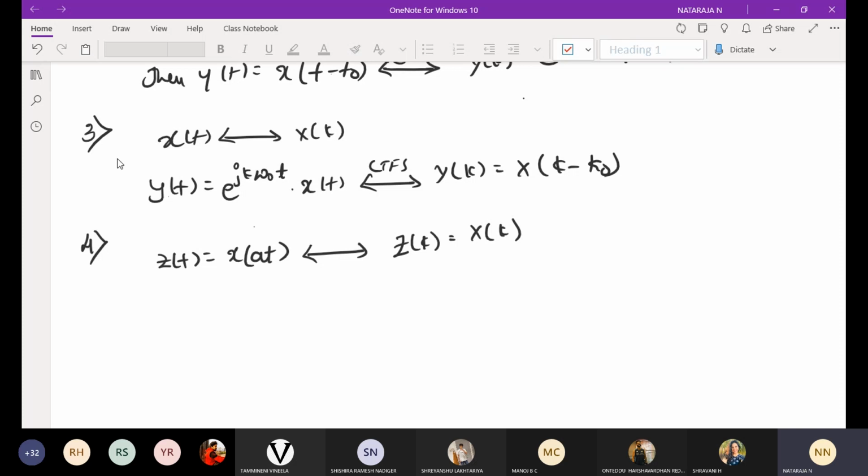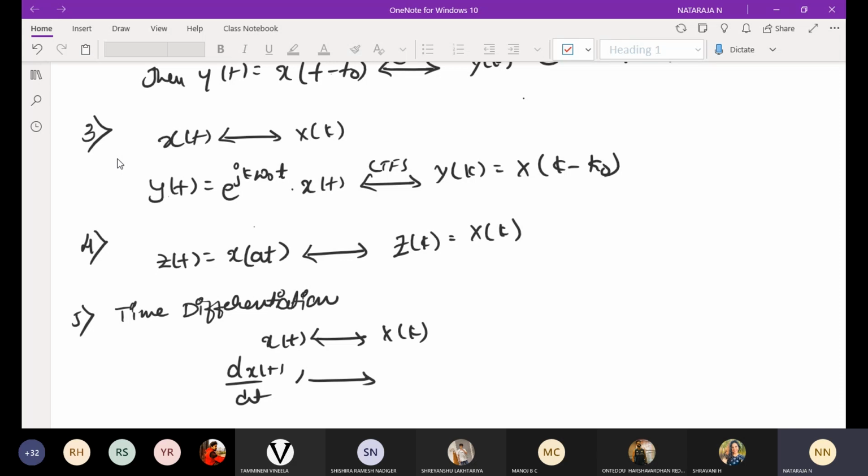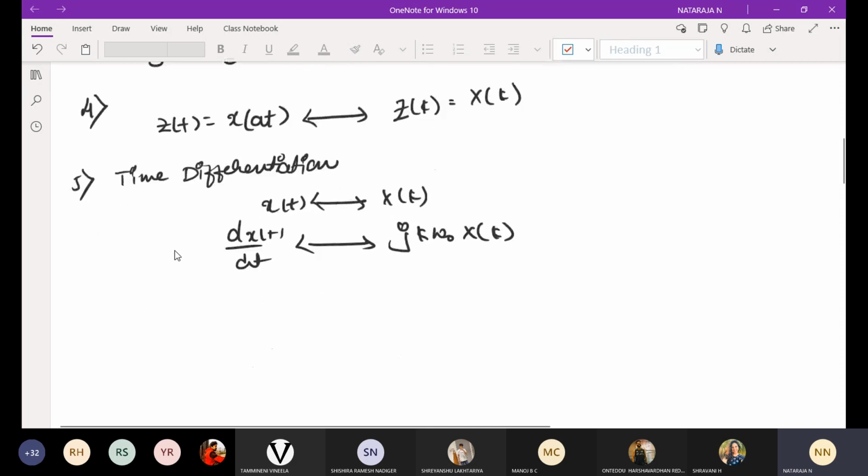Time differentiation, the fifth one. If x of t has Fourier series x of k, then differentiation of x of t by dt over the Fourier series gives j into k omega naught x of k. Try for another four.